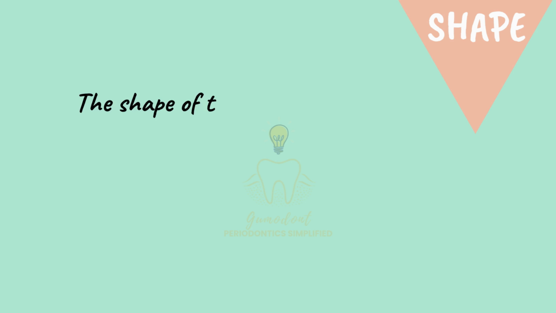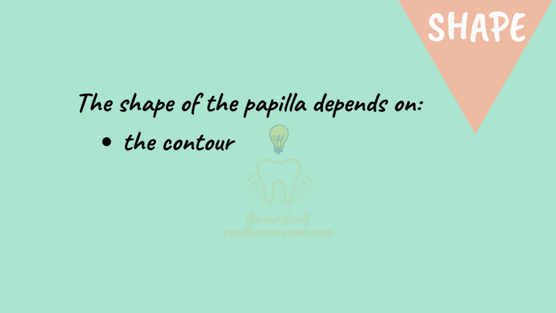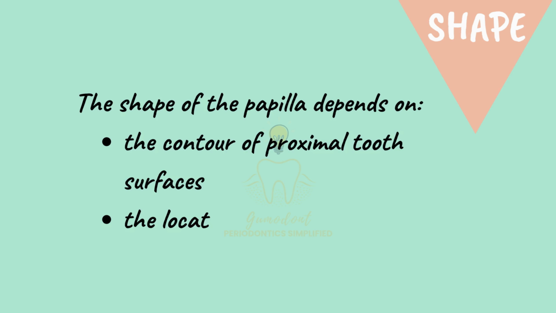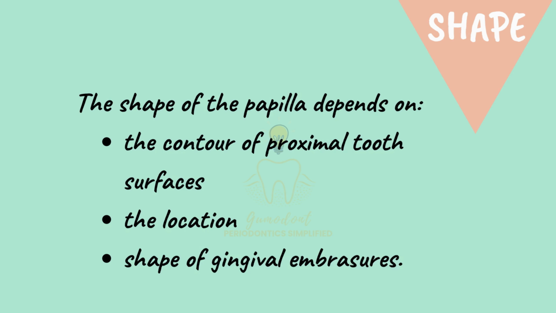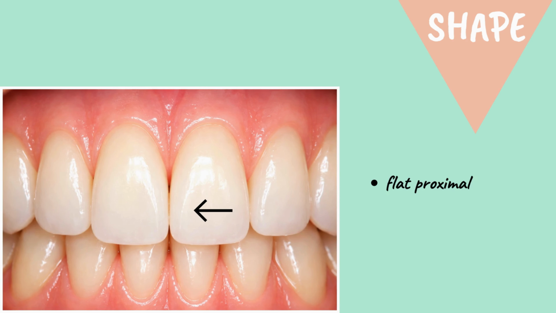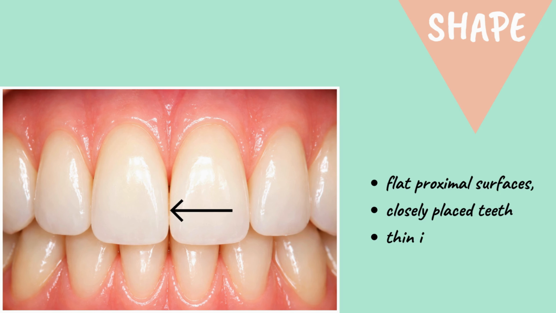The shape of the papilla depends on the contour of proximal tooth surfaces and the location and shape of gingival embrasures. When proximal surfaces are relatively flat and teeth are closely placed, the interdental bone is thin and the papilla appears narrow.